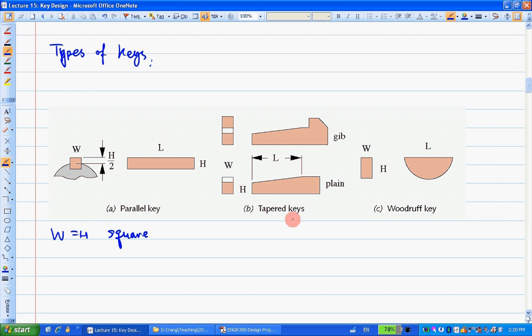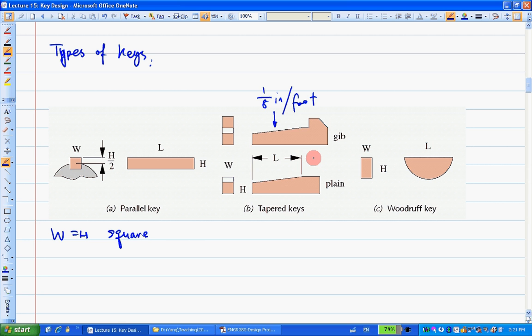The second type is called the taper key. So for the taper key, the surface here is a tapered surface. It's actually not arbitrary tapering in here. This one, they call it 1/8 inch per foot. So that's the slope.